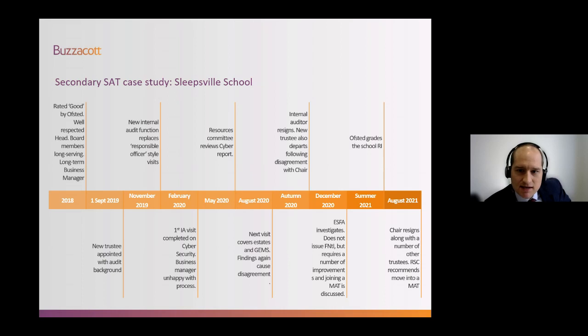Further things kept coming out of the woodwork at this point. There were bullying allegations and other things, and ultimately the chair had to resign from their position, and a number of the other trustees stepped down at this time, leaving a void in governance, at which point the trust needed to go into a multi-academy trust and did so.